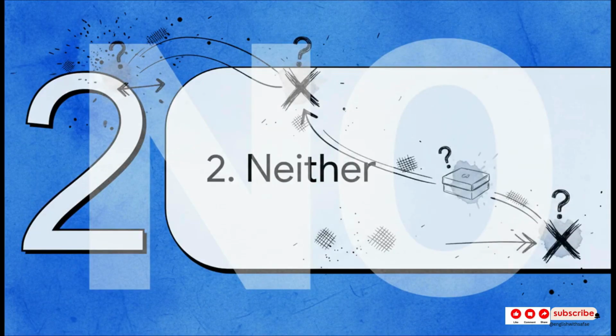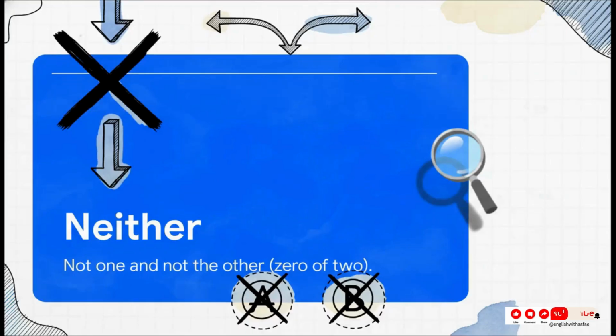Now let's flip the coin and look at our next word, neither. So if either is about saying yes to one of two choices, neither is about saying a big no to both of them. It is the word of rejection. And that's the key thing to remember here. Neither means 0 out of 2. Not this one, and definitely not that one. It's a small but really powerful word.